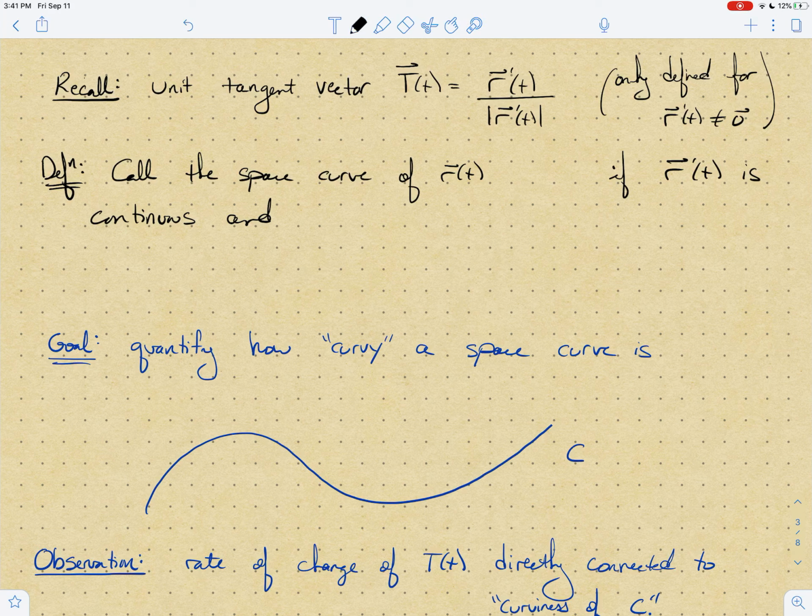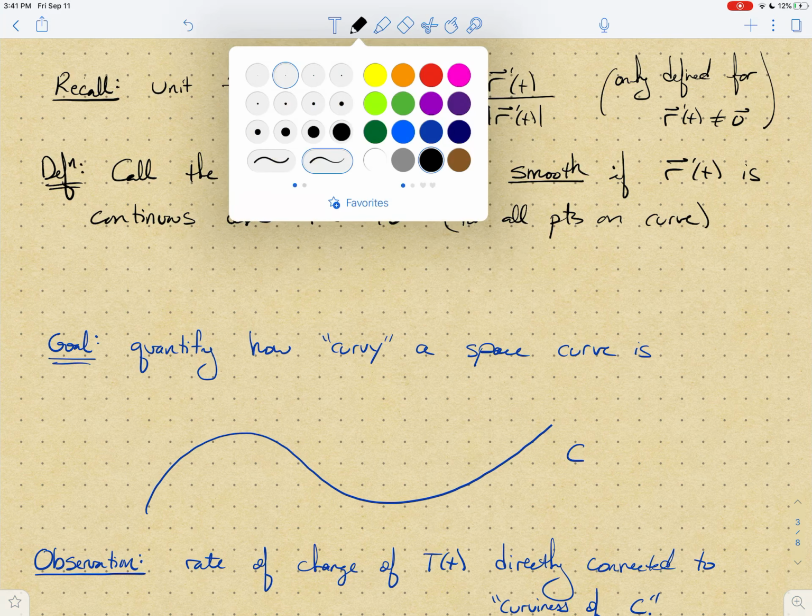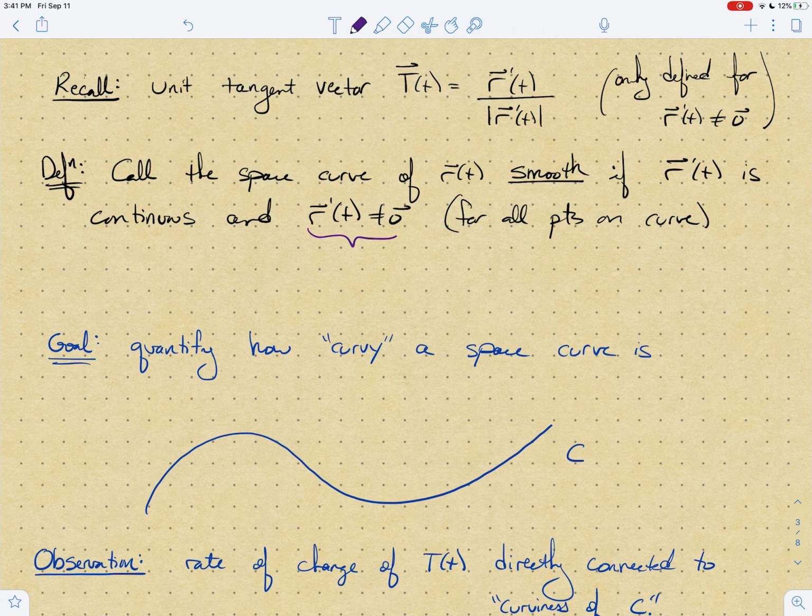We're going to call the space curve r of t smooth if r prime is continuous and r prime of t is not the zero vector for all points on the curve. Let's say it like that, for all points on the curve. And so what I want to highlight to you is this r prime not being the zero vector really means that there are no cusps on the curve. And you remember talking about cusps back in Calc 1. There's no sharp points like that. All right, so we're going to set that aside for a minute.